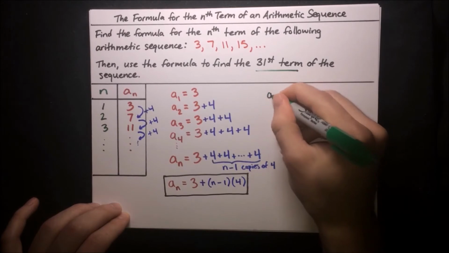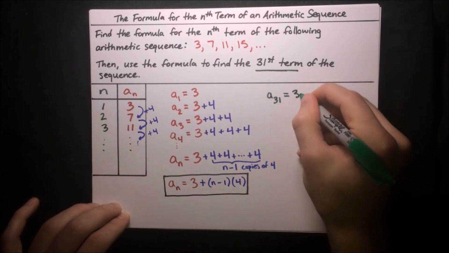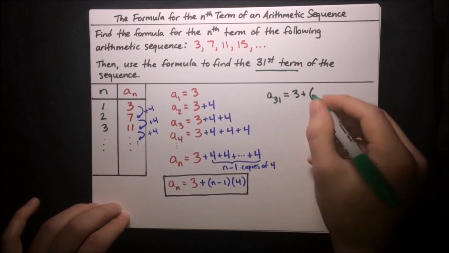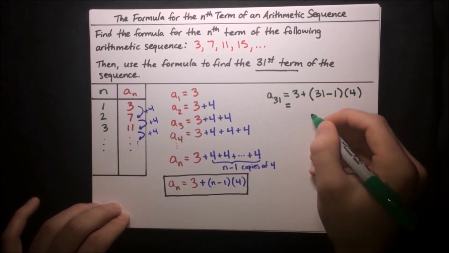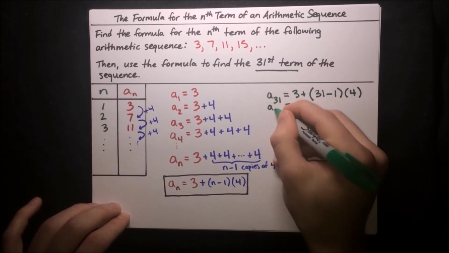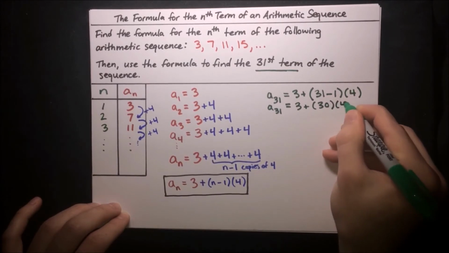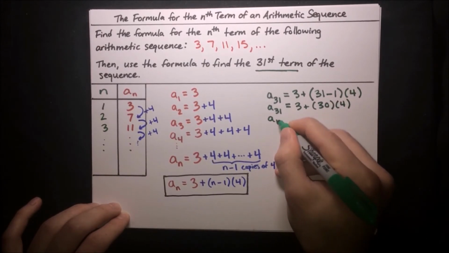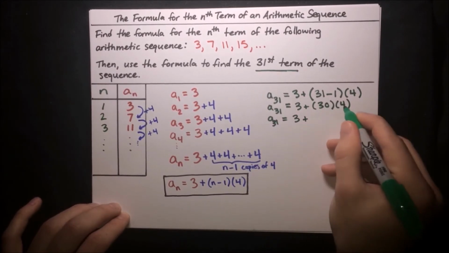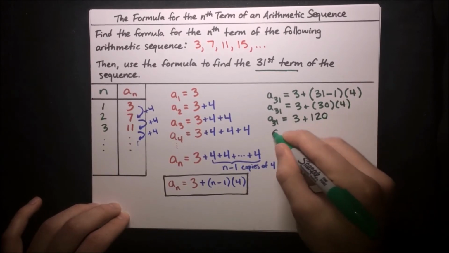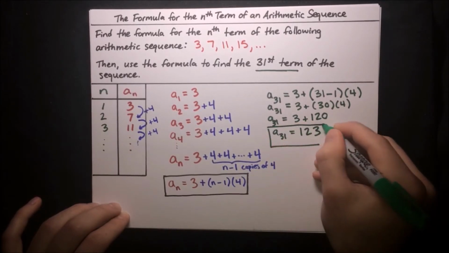So we want to find a31, and to do that we just need to plug in 31 for n here. So 3 plus n minus 1, n is just 31, so 31 minus 1 times 4, and just go ahead and evaluate this. So a31 is equal to 3 plus 30 times 4, and 30 times 4 is just 120, so a31 is equal to 123. And there we go. There we have it.